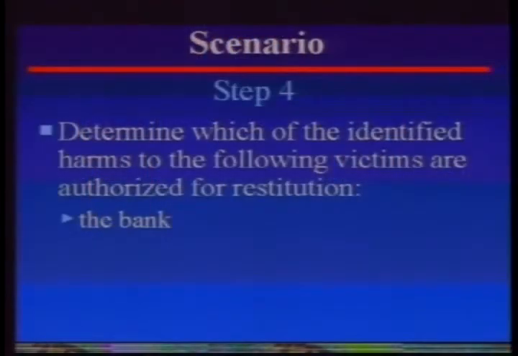Okay, good. We have some other victims we'll look at and see what the harms were to those victims that are going to be compensable. Tellers A, B, and C. Now for teller A, we've identified some harms to teller A. Which of those harms are going to be compensable? Who wants to weigh in on that?